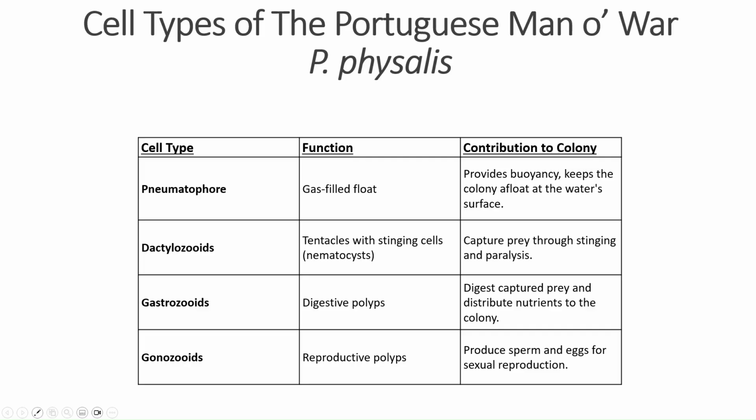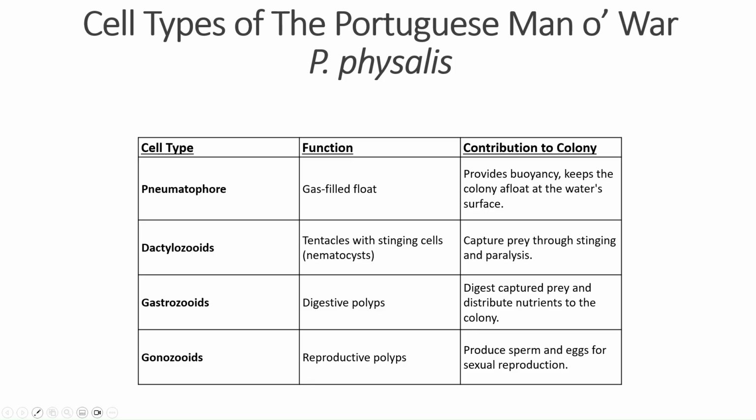The Portuguese man of war is divided into four main types of zooids, each with a specific role. The pneumatophore is the gas-filled float that provides buoyancy and keeps the colony at the surface. The dactylozooids are the long tentacle arms with powerful nematocysts. These are responsible for capturing prey by stinging and paralyzing fish and other small animals.